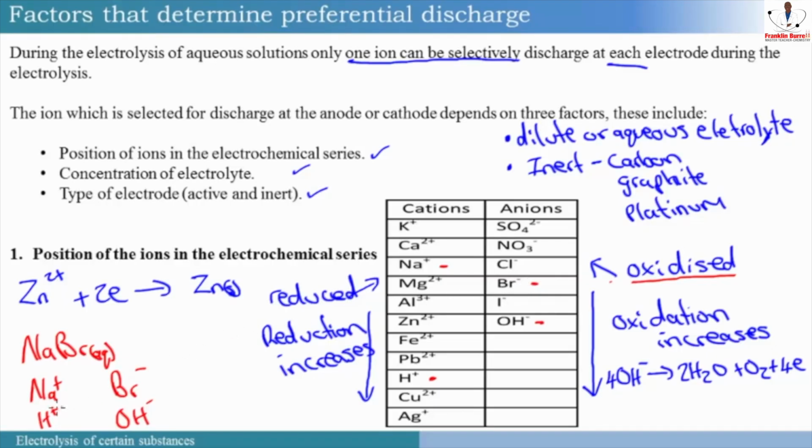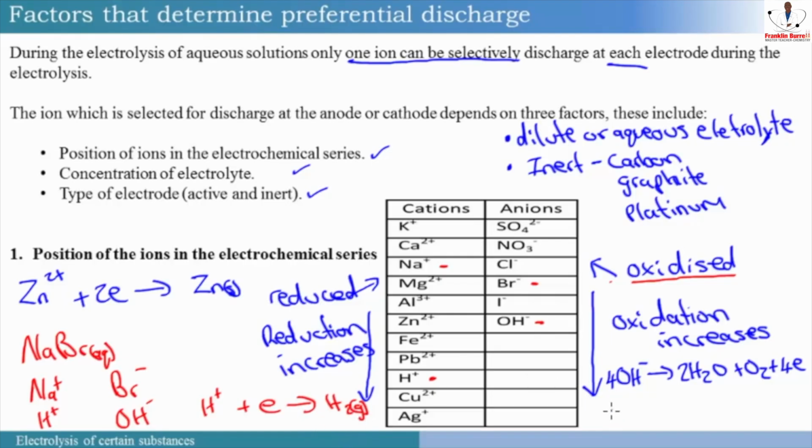So, in the case of Na and H plus, H plus will be more readily reduced. Therefore, it will gain the electron to form H. So, H2 gas will come off in preference to Na solid.